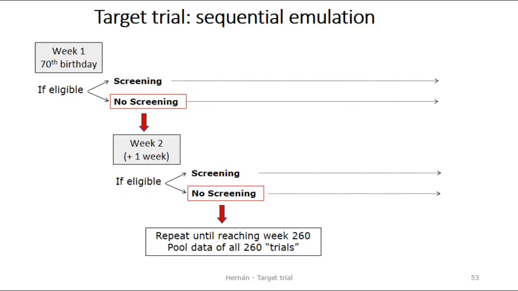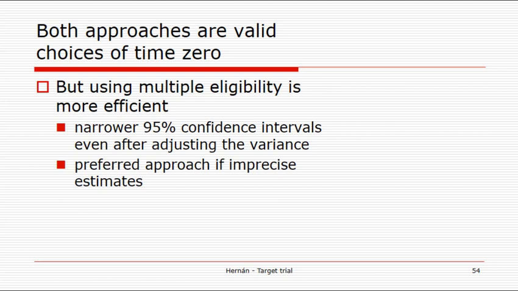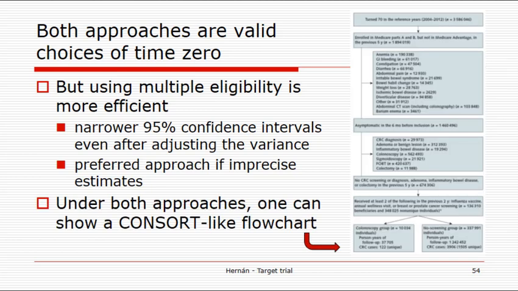So using these multiple trials allows us to use all the data that we have. This is a more efficient way of doing it. It is not necessary. We could choose just one time, but it's more efficient. And it also allows us to design the observational analysis in the same way that we would present the analysis from a true trial, using a control diagram.